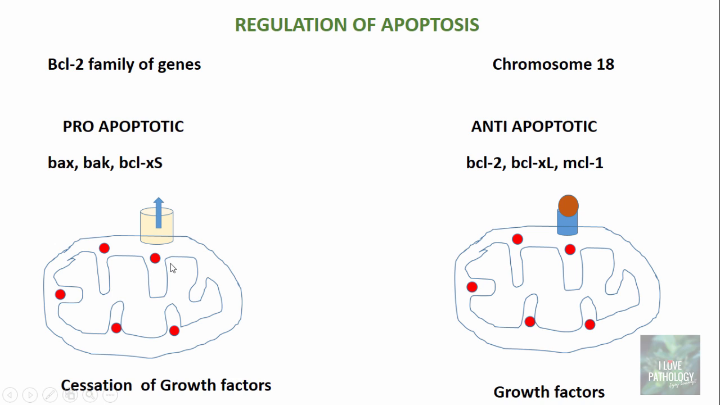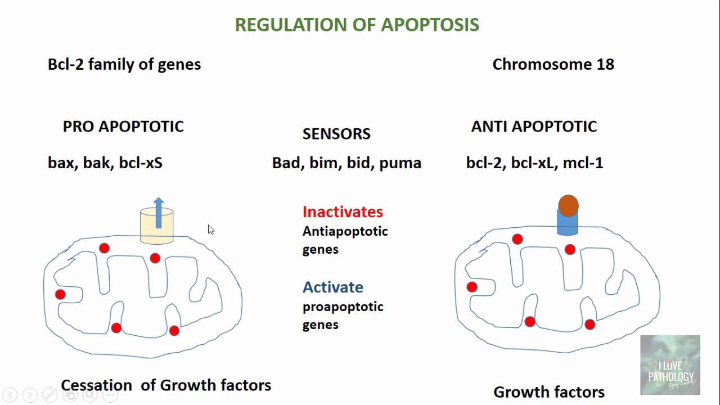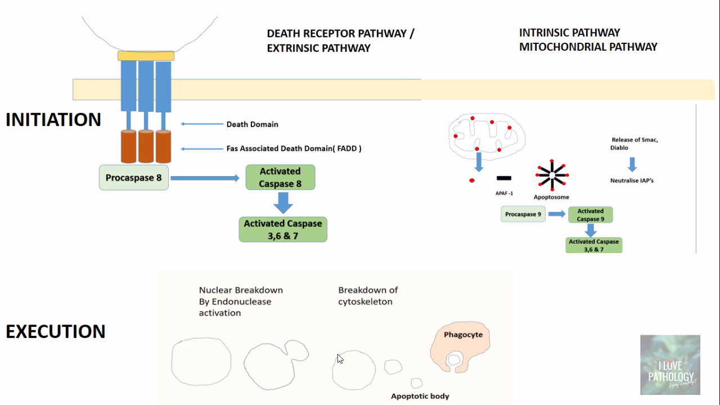Apart from anti-apoptotic and pro-apoptotic genes, there is another set of genes called sensors. The sensors are BAD, BIM, BID, and PUMA. What do these sensors do? They inactivate anti-apoptotic genes, whereas they activate pro-apoptotic genes. So basically, sensors are also pro-apoptotic. These sensors are activated whenever there is stress to a particular cell. They regulate the pro-apoptotic and anti-apoptotic genes, and that is the reason why they are also called arbiters of apoptosis.